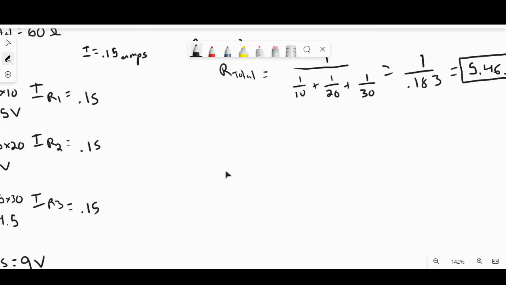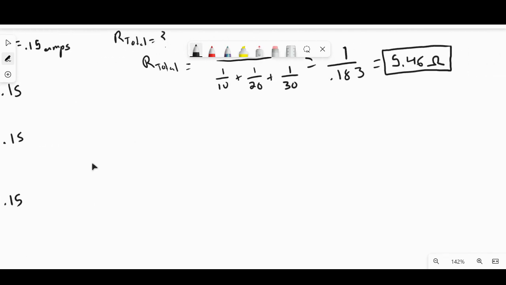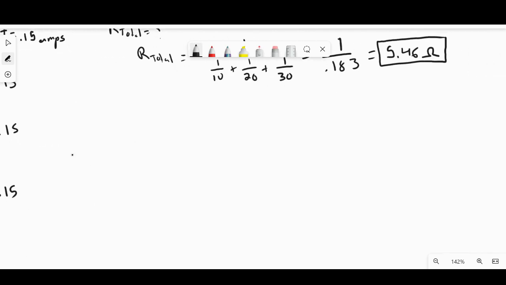So I'm going to slide this up, and just like I did with my series circuit, I'm going to write voltage at resistor 1, voltage at resistor 2, and voltage at resistor 3. And I'm also going to write current at resistor 1, current at resistor 2, and current at resistor 3.